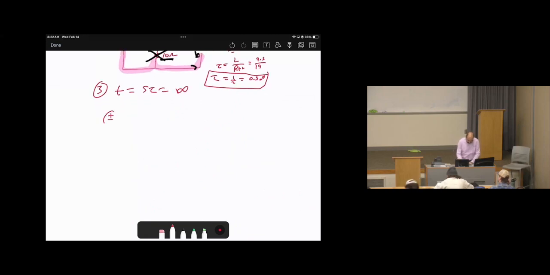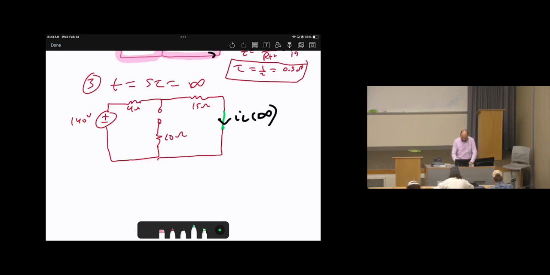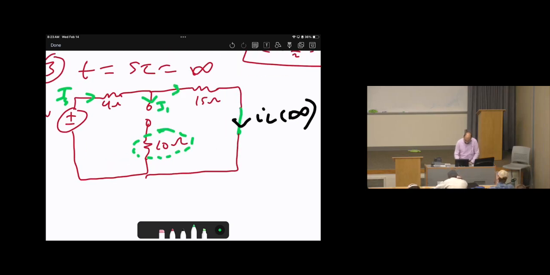So I'm going to make here the source 140 volts, 4 ohms, switch is open, 10 ohms, 15 ohms. The inductor is short circuit. Then that's it. And our target is to calculate the current of the inductor. Now, by looking at this circuit, look at the 10 ohms resistor. Let's assume there are some currents. So I'm going to assume a source current here. Do you think a current will be split here? We'll call the current here I1, and I'm going to call this I2.